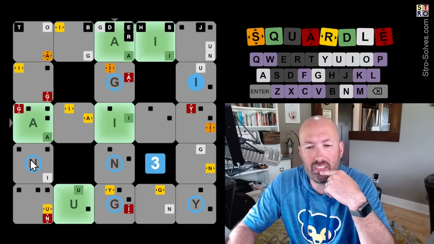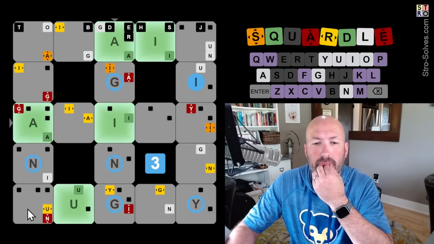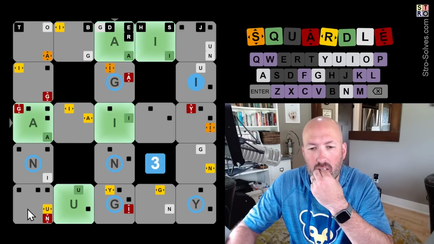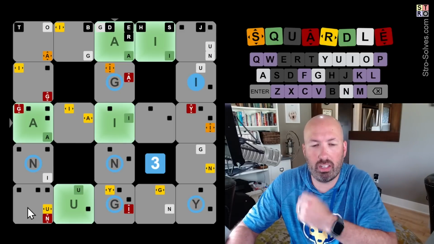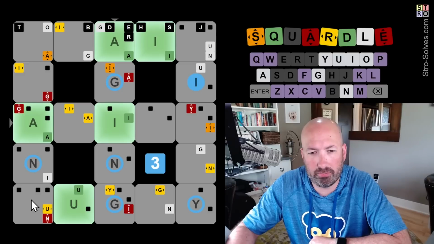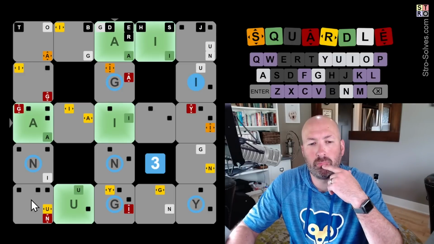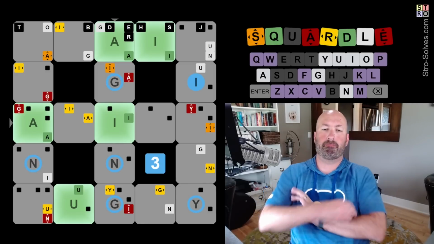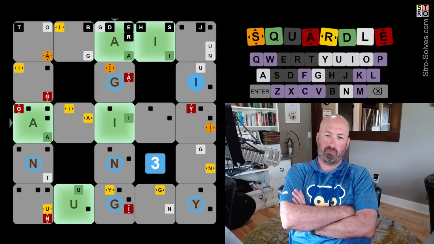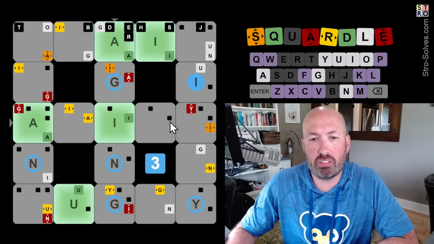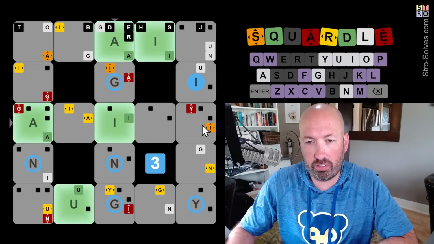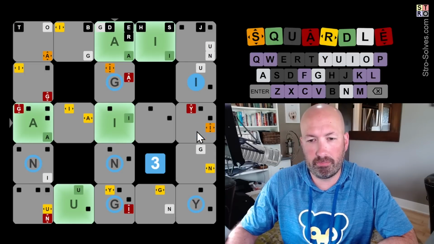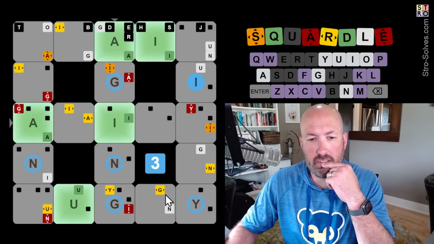P, A, N. That's interesting. We don't have a lot of good letters to put right there. All right, well, I was thinking aging, but now I'm not so sure because I know this isn't an N and I know this isn't a G because of the white and the yellow down here.